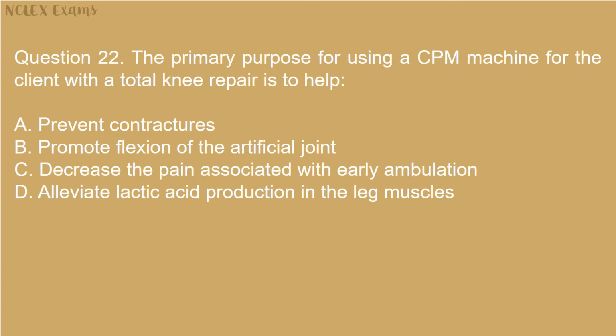Question 22. The primary purpose for using a CPM machine for the client with a total knee repair is to help A. Prevent contractures. B. Promote flexion of the artificial joint. C. Decrease the pain associated with early ambulation. D. Alleviate lactic acid production in the leg muscles.